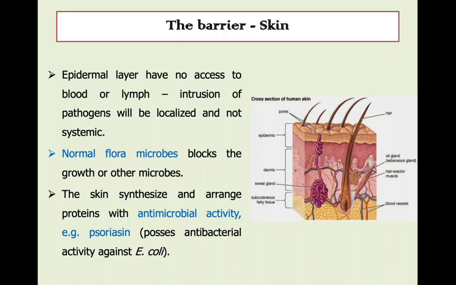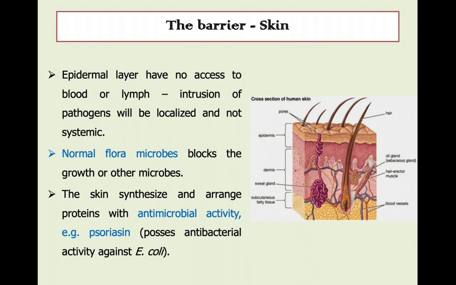And the epidermal layer has no access to blood or lymph. Intrusions of pathogens will be localized and not systemic. Yes, okay, because it is in the very outer layer of humans. There is no access to blood or lymph, so any intrusion of pathogens should be localized. So a certain part is not systemic. Okay, and normal flora microbes block the growth of other microbes.